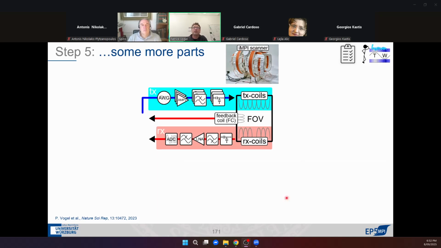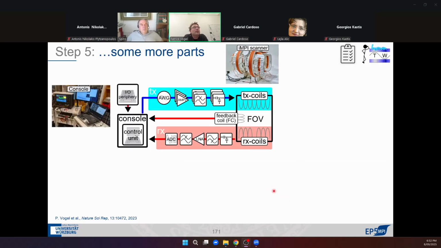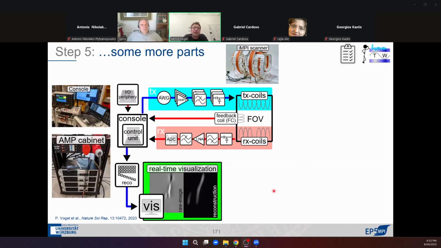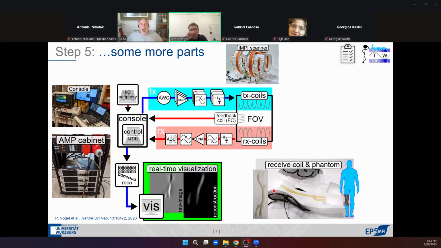So from the transmit-receive chains, the console, the periphery, amplifier cabinets, then the real-time visualization part, of course, the receive coil and the phantoms, and a pump to simulate some realistic blood flow in the system.